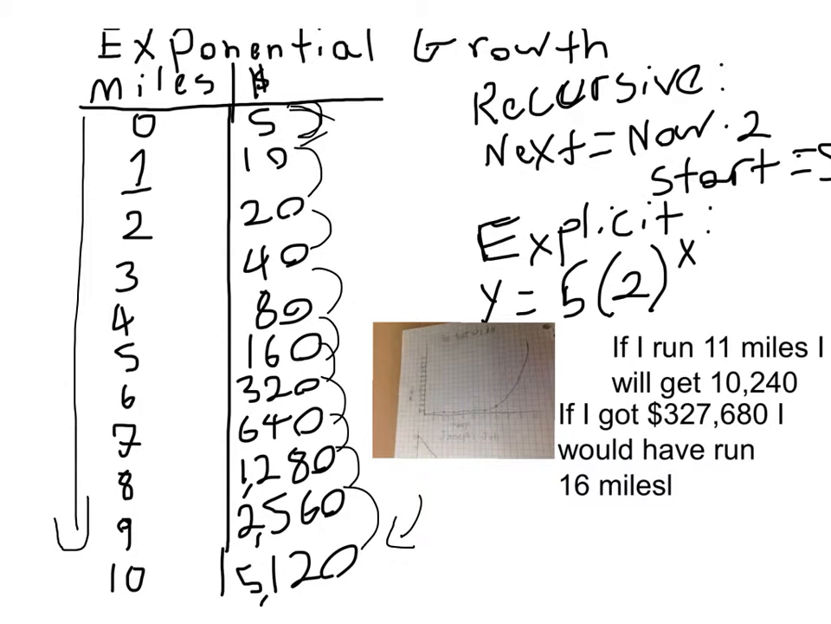Okay, and the recursive rule is next equals now times 2, with the start being 5. The explicit rule is y equals 5 times 2 to the power of x.